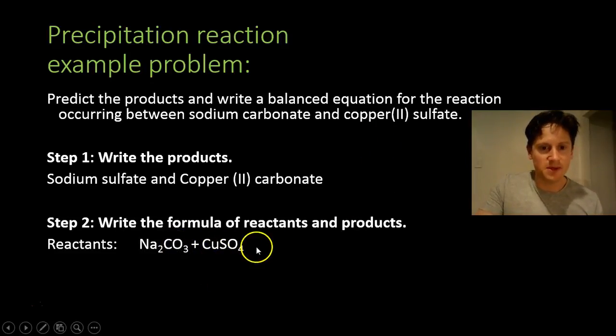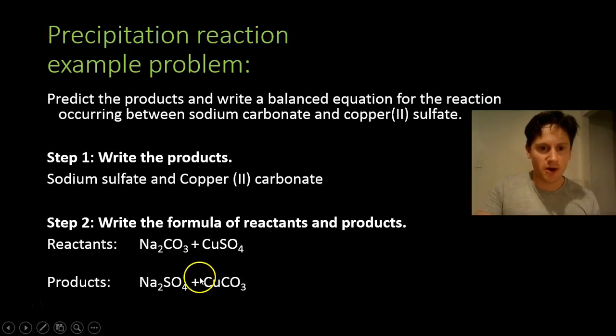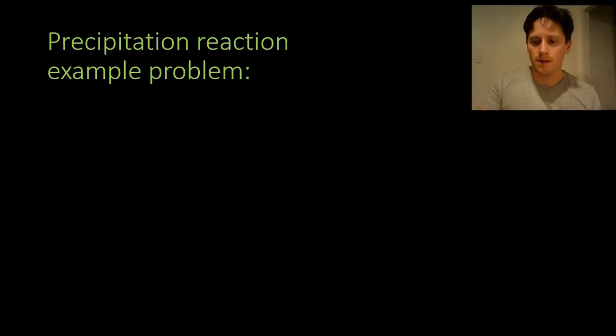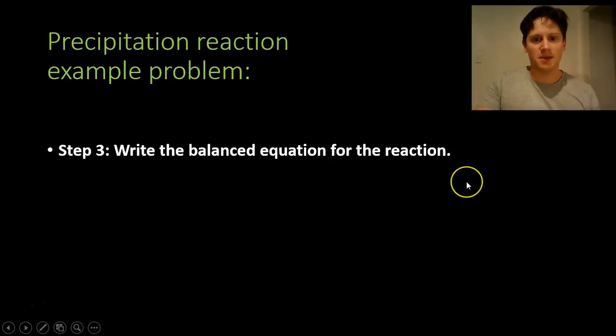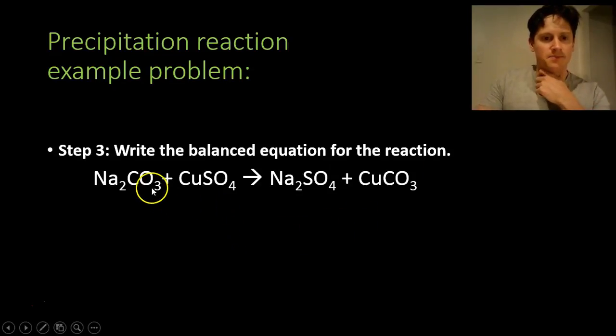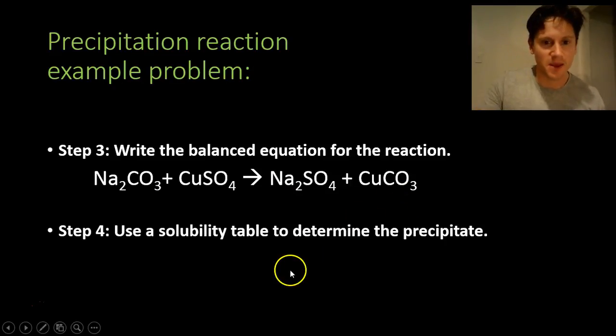And our other reactant is copper sulfate. The products here, sodium sulfate is there and copper carbonate is there. So we've got all that stuff written down. The third step is to write the balanced equation for the reaction. So here's our balanced equation, okay? You want to make sure that it's obviously balanced, so you have to balance out the atoms from the reactant side to the product side, okay? And I think you'll agree that this is a balanced equation. I hope you agree that anyway.